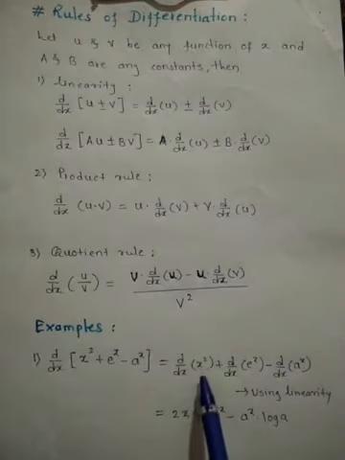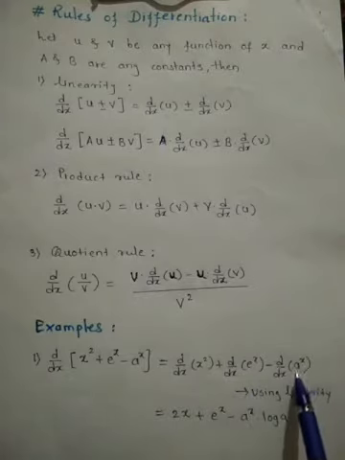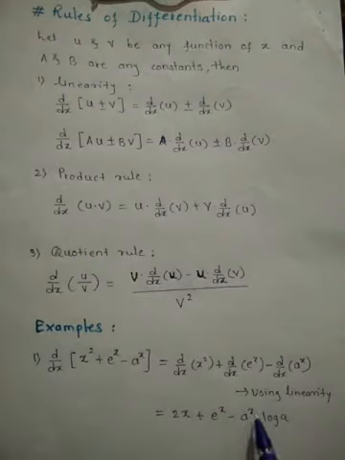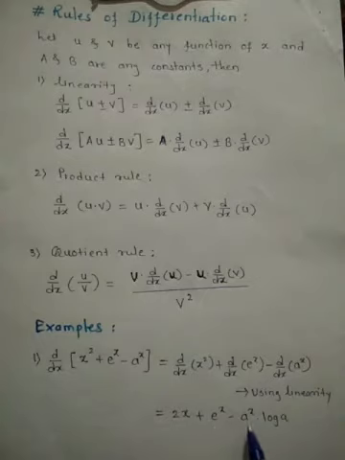Now derivative of x square, this is a standard function, derivative of x square is 2x, derivative of e raised to x is e raised to x, minus as it is, derivative of a raised to x. We know the derivative of a raised to x is a raised to x into log a. Therefore derivative of x square plus e raised to x minus a raised to x is 2x plus e raised to x minus a raised to x into log a.